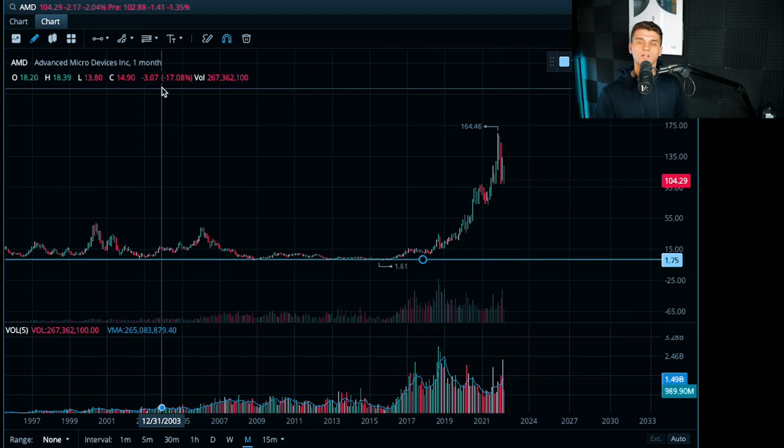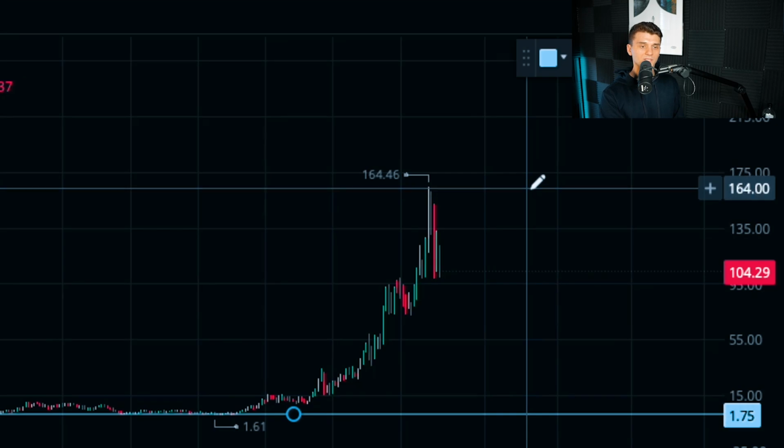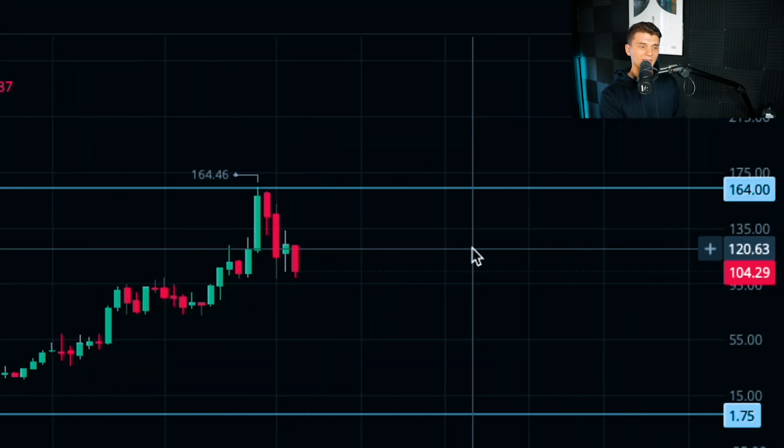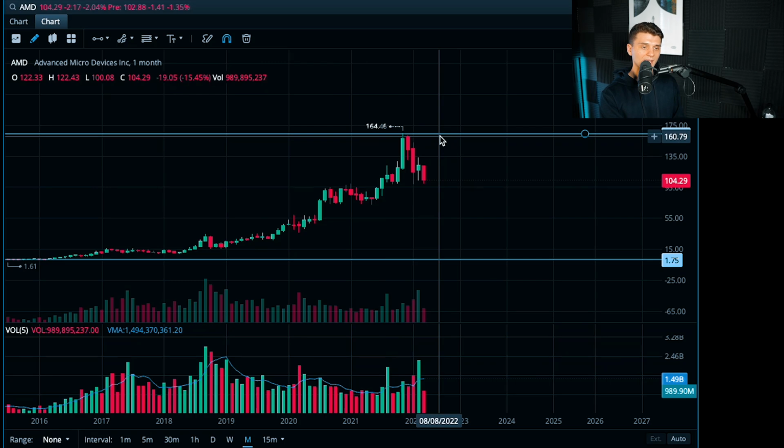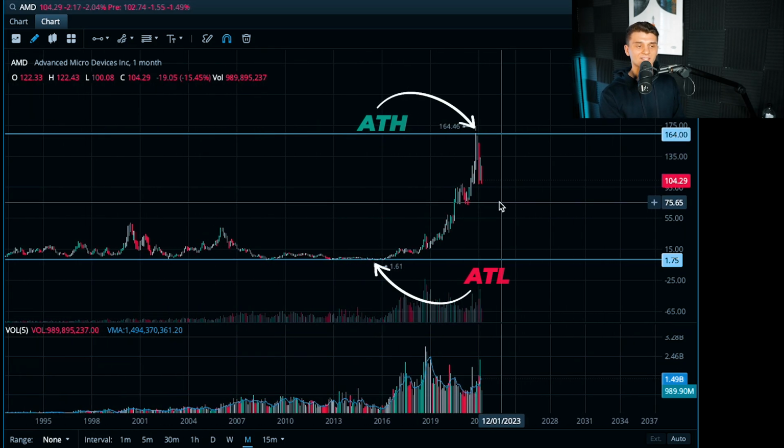Now what we're going to do, guys, is mark out our all-time high. So we're going to create another level and come up to this 164.46 level. AMD more recently made that all-time high at 164. That's the highest the stock has ever been.